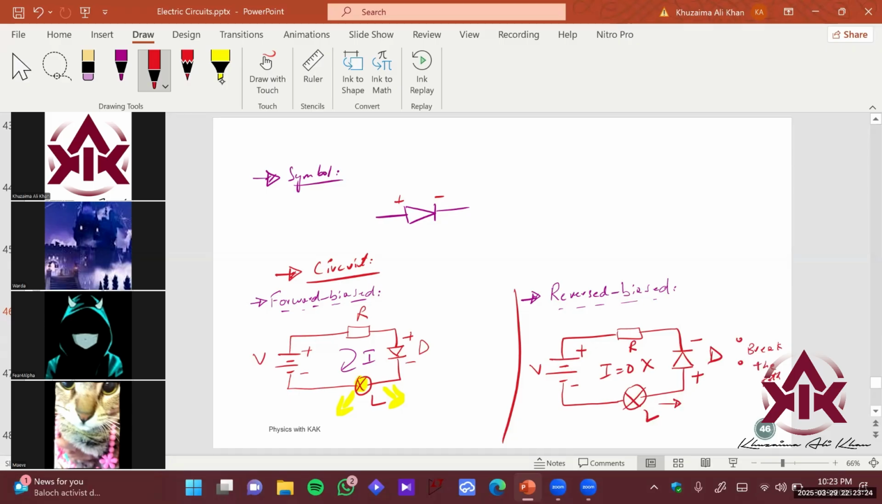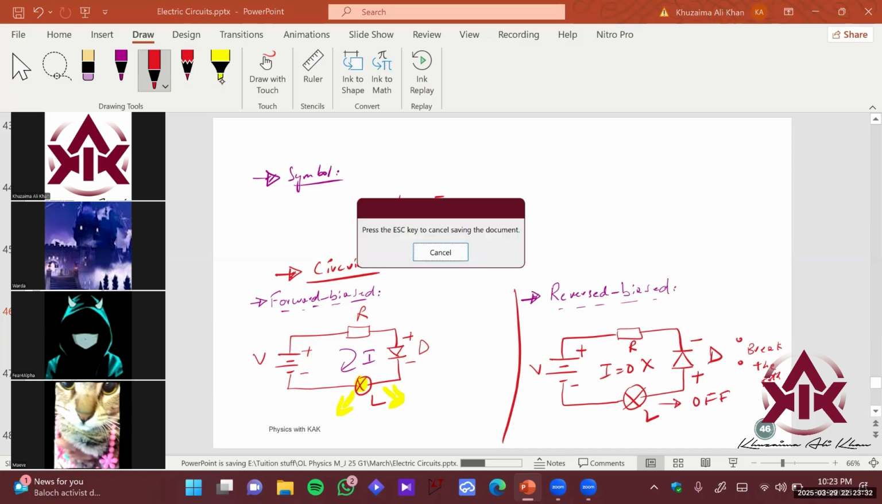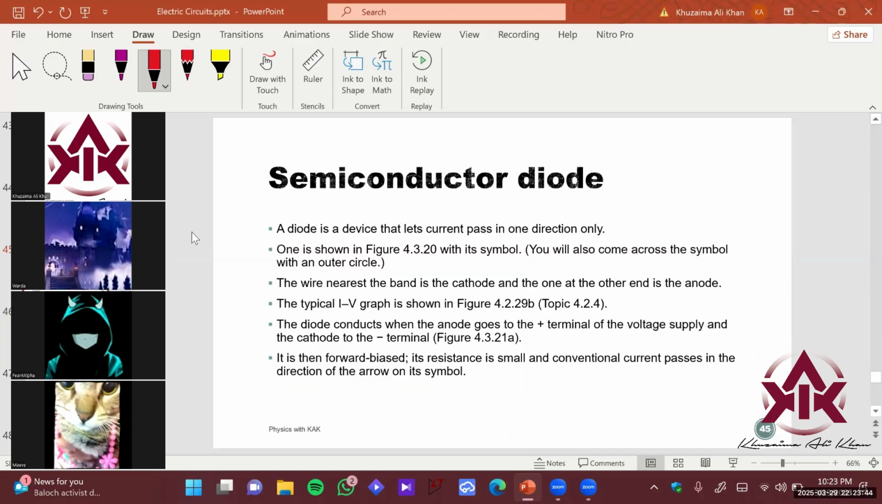So this is saying the lamp is off. That means the current is not flowing in the circuit over here. So that is how a diode operates. It has applications which are widely used in the current world. It is used in applications such as your chargers, right? So on and so forth. So now let's read the theory and make sense of it. Is it correct or not, right?